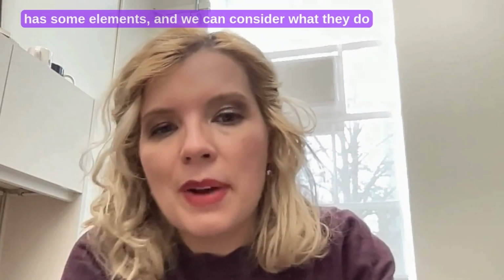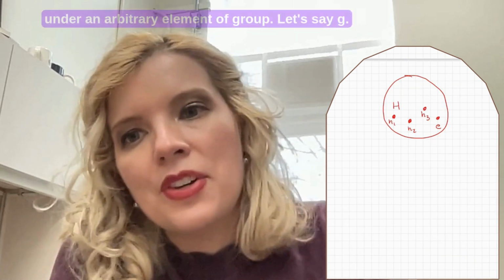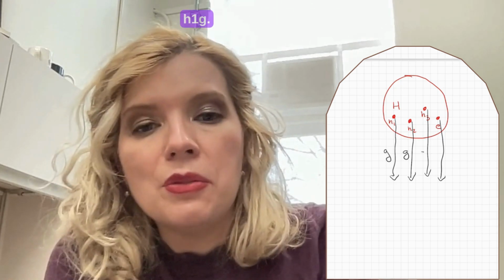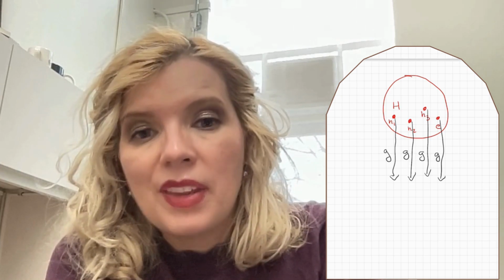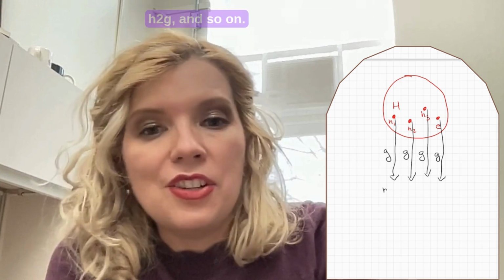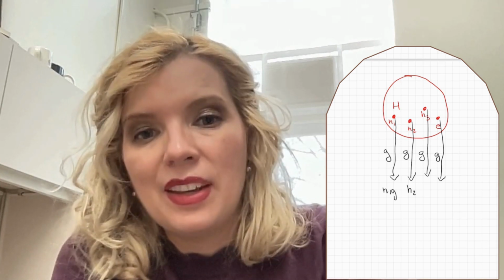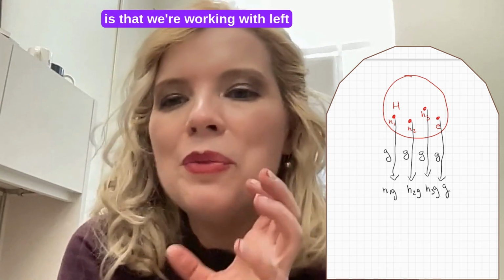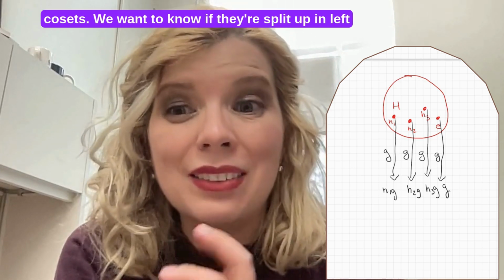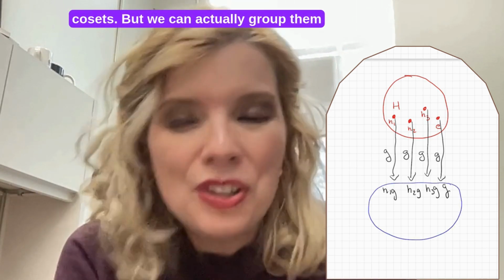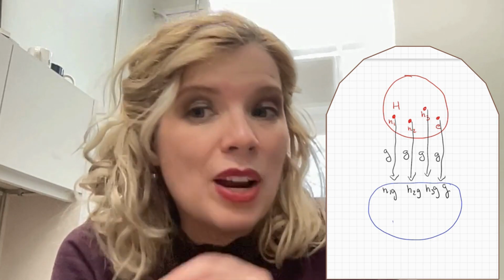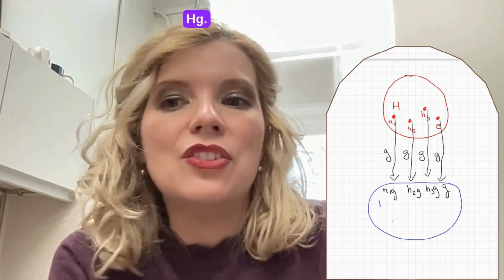So H has some elements, and we can consider what they do under an arbitrary element of our group. Let's say G. So G is going to send an element like H1 to H1G, and it's going to send H2 to H2G, and so on. So something that I want you to observe is that we're working with left cosets. We want to know if they're split up in left cosets, but we can actually group them in terms of a right coset. These are all elements of the same right coset of H, HG.